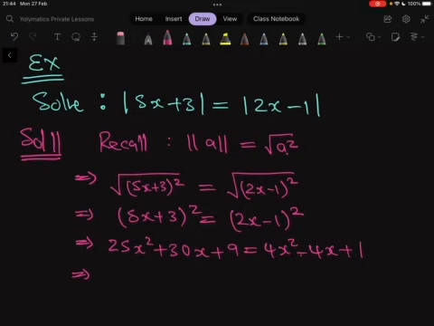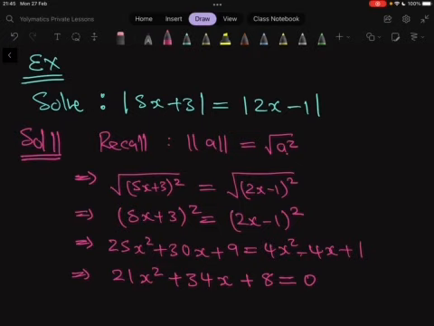The next thing is we take the 4x squared to this side, and we get 21x squared plus 34x. Then if we take that 1 and bring it this side, we get plus 8, all this equal to 0. Having obtained this, we can see that already this is a quadratic equation. So you can employ any suitable technique that you usually use for solving these types of problems.